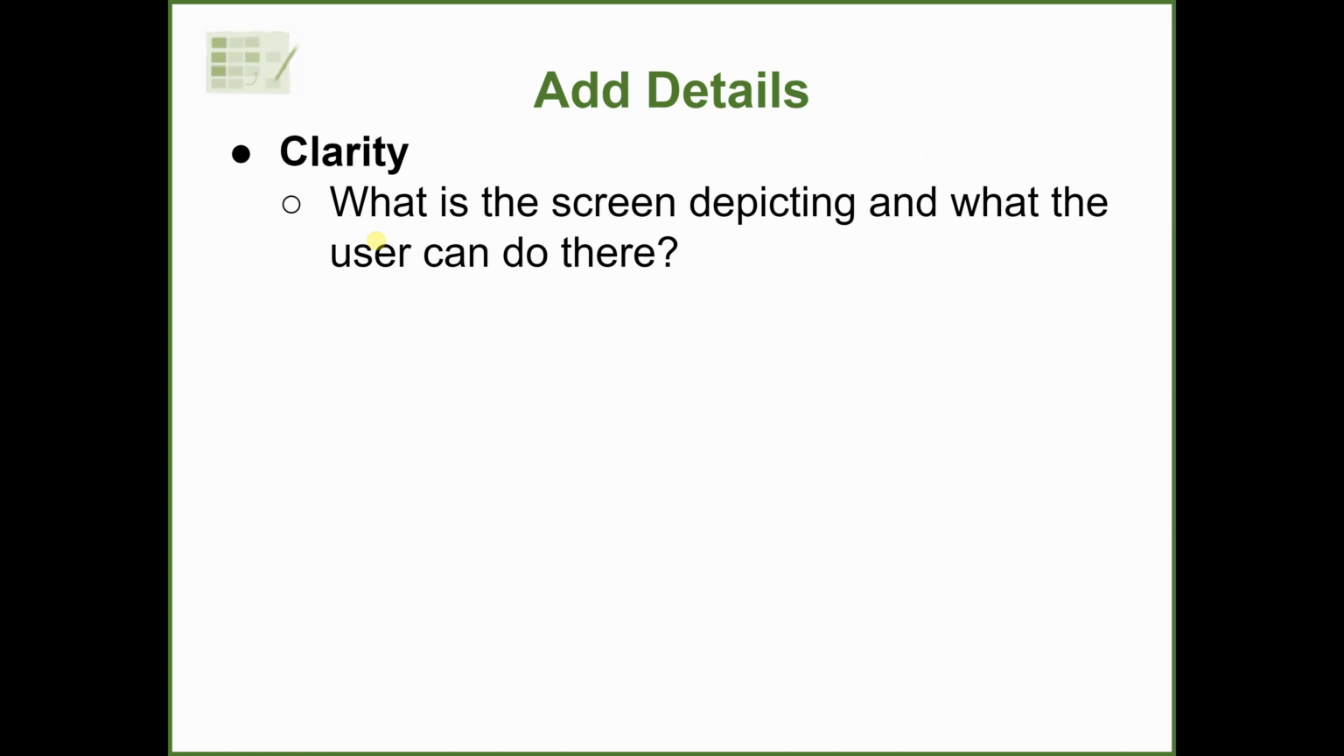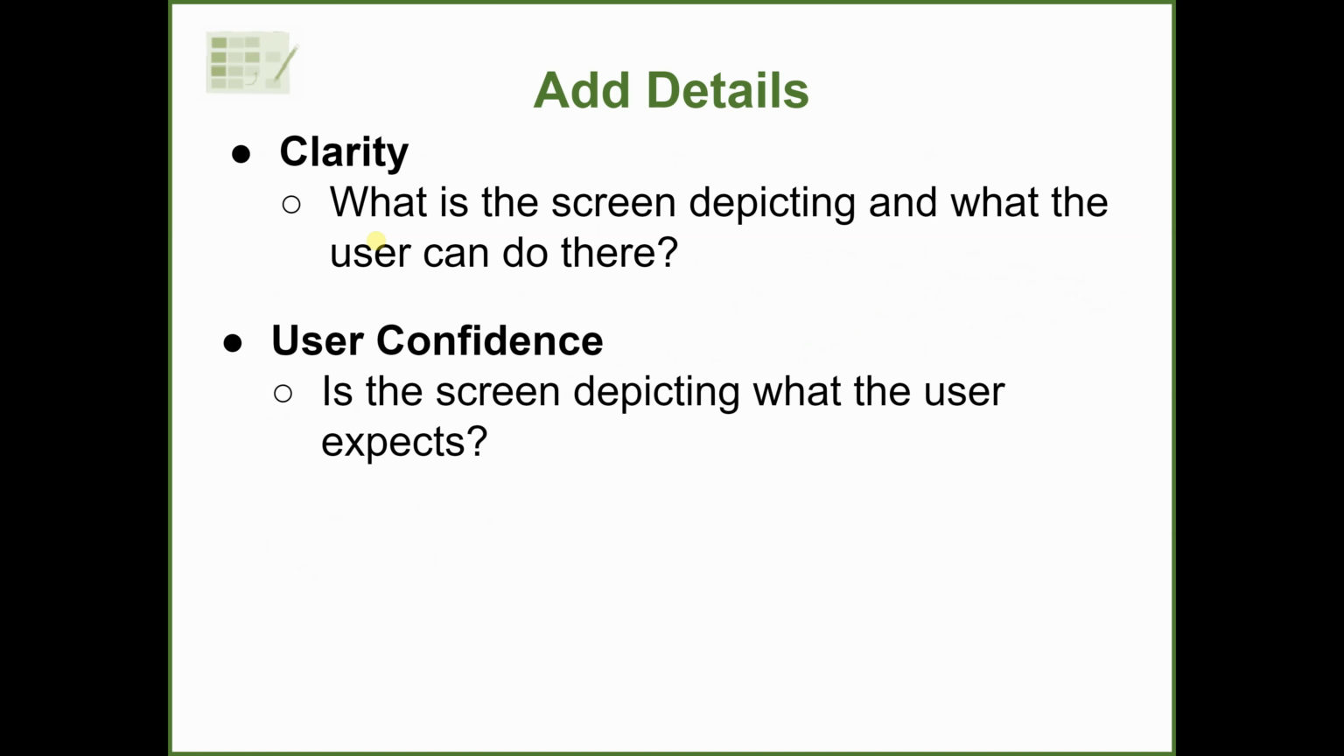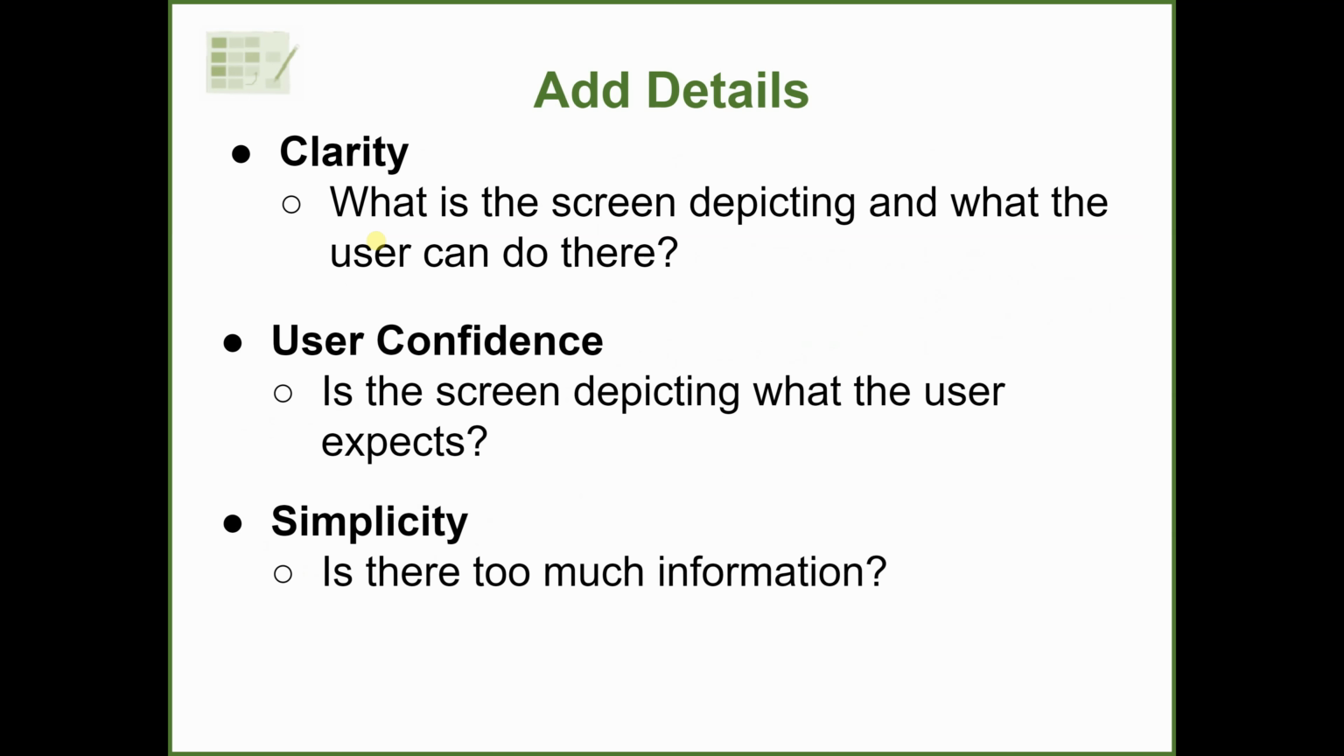details. The process of adding details should be to achieve clarity, user confidence, and simplicity. Clarity is about identifying what the page should depict and what the user should be allowed to do there. Clarity should aim at organizing the layout to satisfy user needs. It should aim to answer the question, can the user easily complete their desired actions without too much thought?